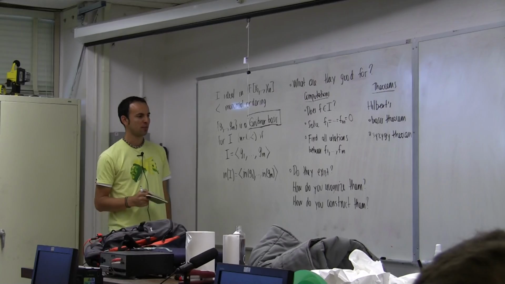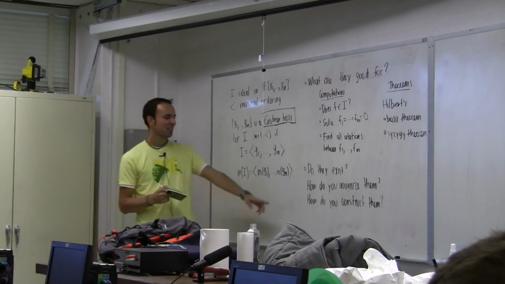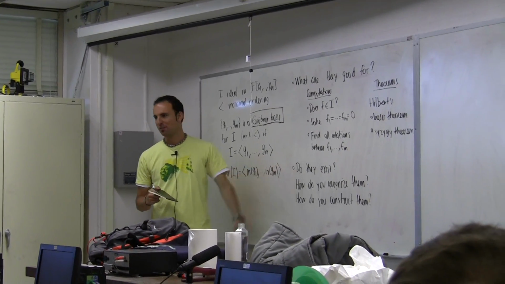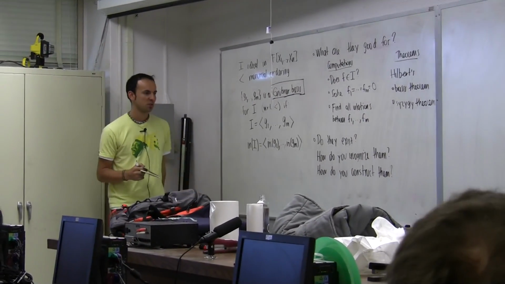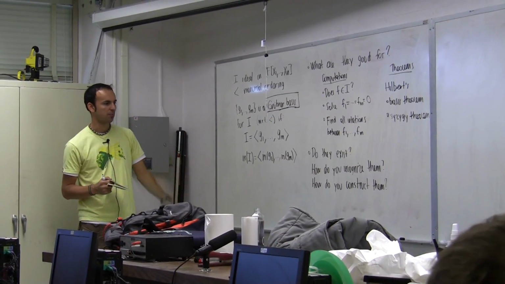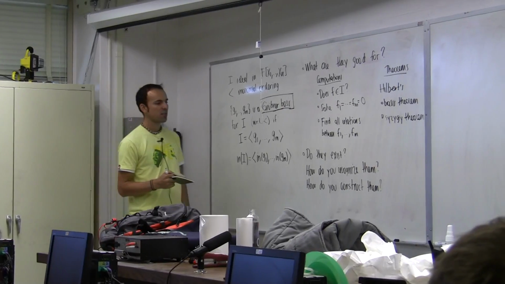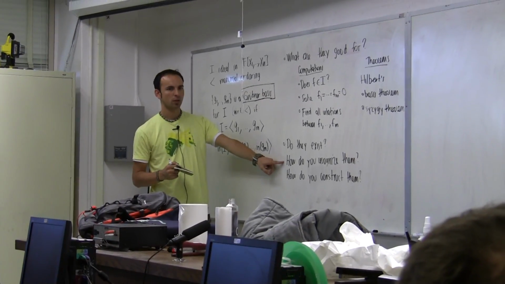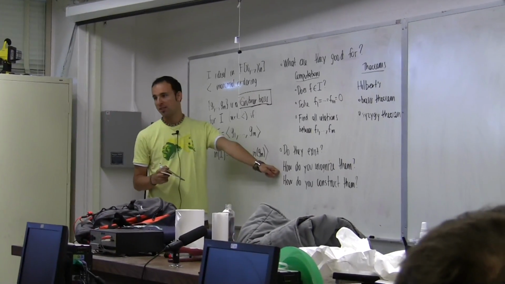But I don't want to create too much suspense here. So these things do exist for any ideal and any polynomial order. So this is good to know. You can always find it. Given that we know that, another question is, how do you recognize a Gröbner basis?